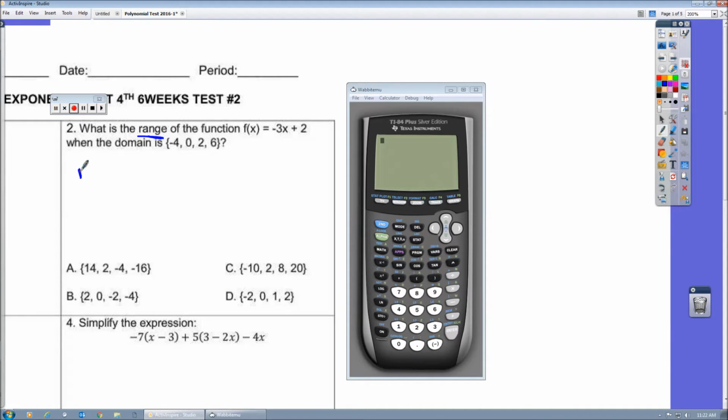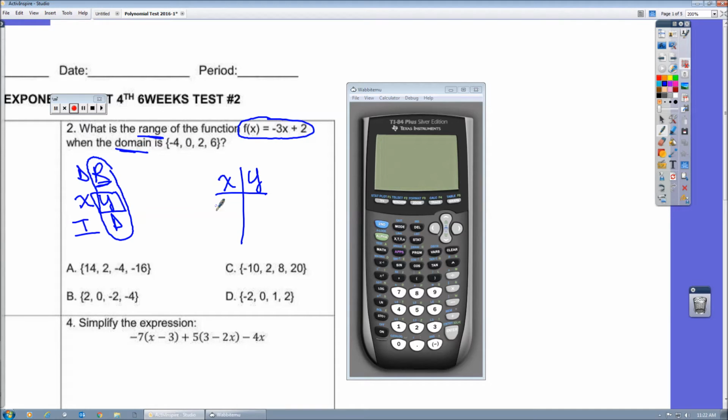What is the range? So if I use Dr. XY ID, the range, that's talking about the y values here. And that would be your dependent variables. So the question is asking what are the y values of this equation if they give us the domain, which are the x values. So I'm going to write the x values here on the table. We're going to go to our calculator, type it in, go to your table. We're going to fill in the missing values for y that correspond with our values for x.